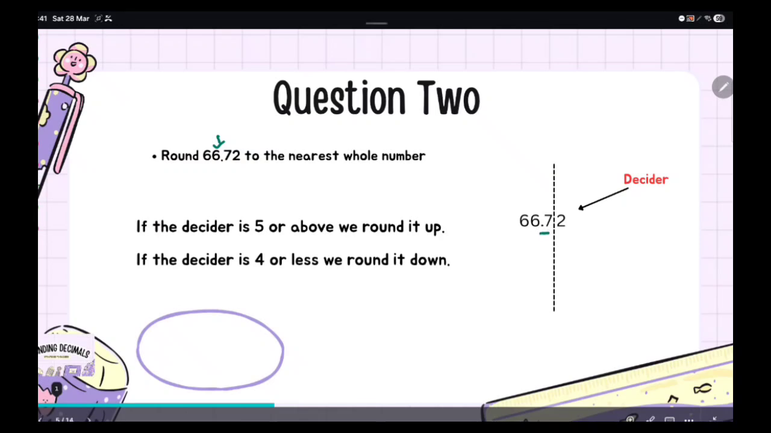So now that we found our decider, we are going to look at our rules and see which one our decider fits into. Now, if our decider is 5 or above, we round it up. And if the decider is 4 or less, we round it down. Now 7 is 2 more than 5, meaning that we are going to be rounding this up to 67. Now I didn't write 67.72 because again, we leave all of the remainders behind. That is what we are going to be doing.